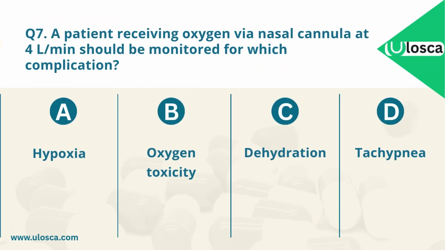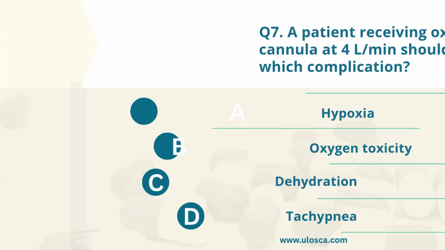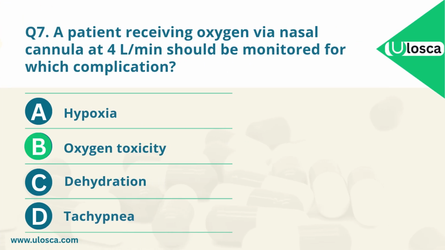Question 7. A patient receiving oxygen via nasal cannula at 4 L/min should be monitored for which complication? A. Hypoxia. B. Oxygen toxicity. C. Dehydration. D. Tachypnea. Which one is the correct answer? The correct answer is B.